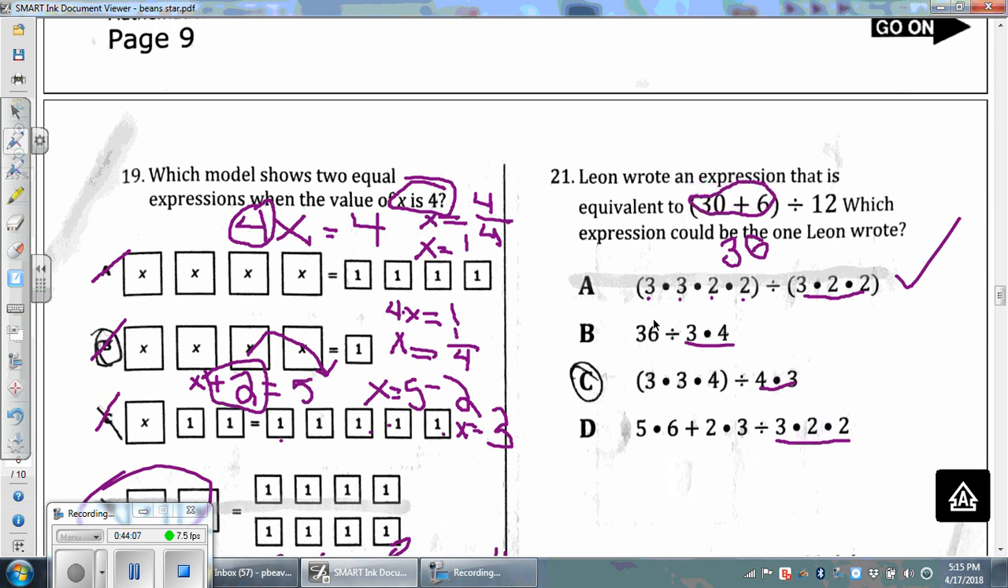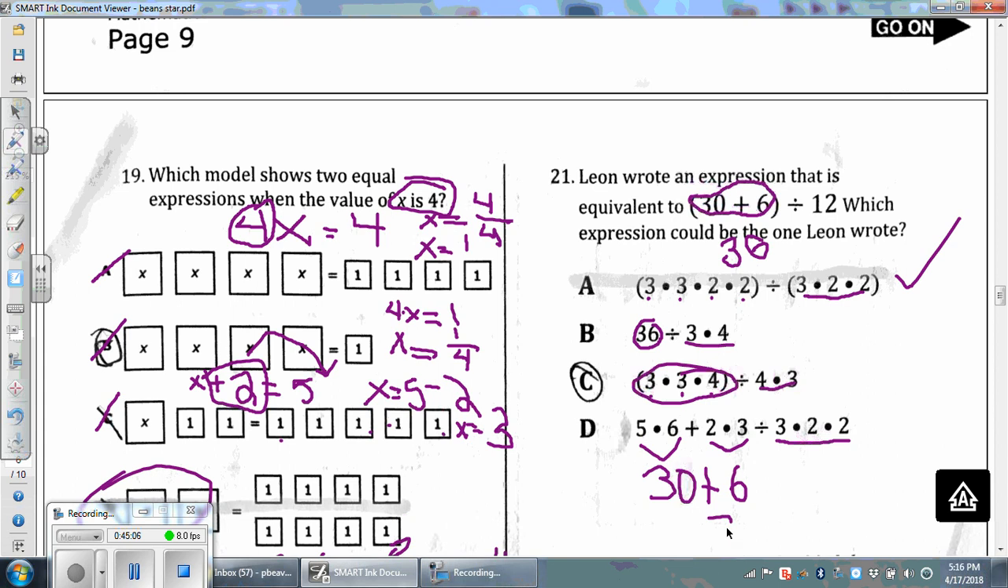Let's look at this one here. We have 36 divided by 12. I'm thinking that B is also correct, but I'll go back to it. Now let's look at C. And C has 3 times 3, that is 9, times 4, that is also 36. Okay. So then there should be a problem somewhere. Okay. Let's see this one. So 5 times 6 is 30. And then 2 times 3 is 6.